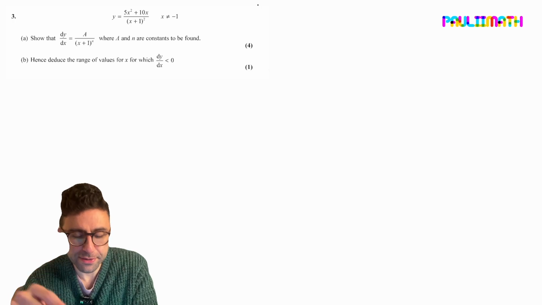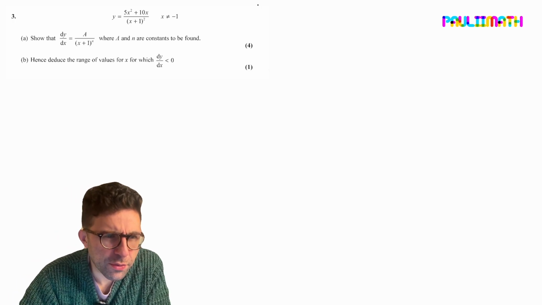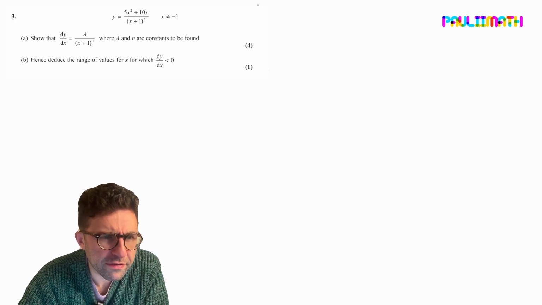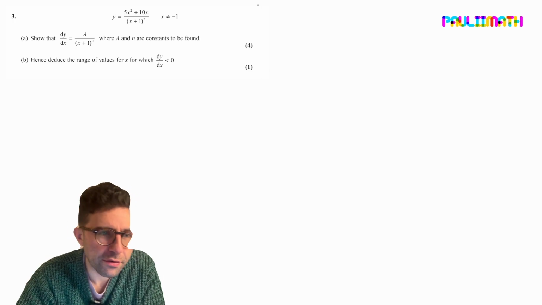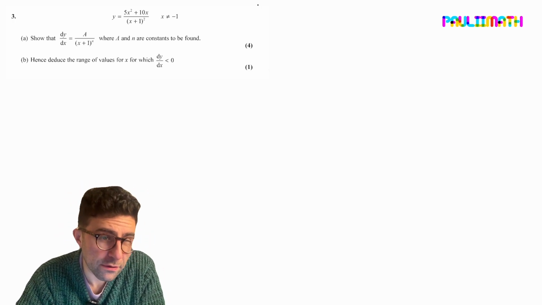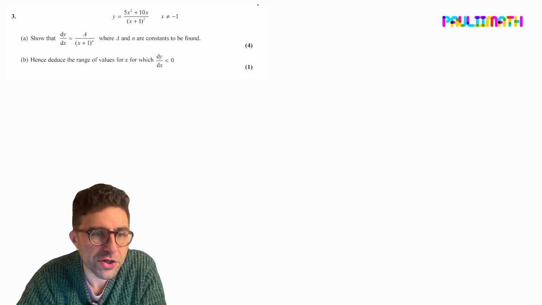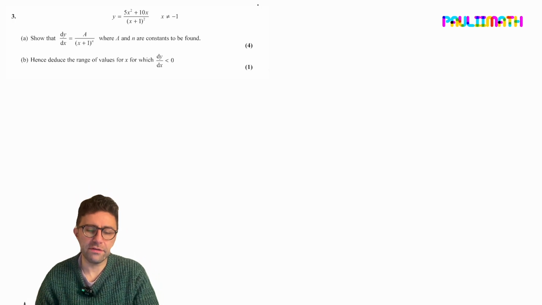Let's get straight into it. This first one, y equals (5x squared plus 10x) over (x plus 1) all squared. Show that dy/dx is of the form A over (x plus 1) to the power n. Deduce the range of values for which the derivative is less than 0.